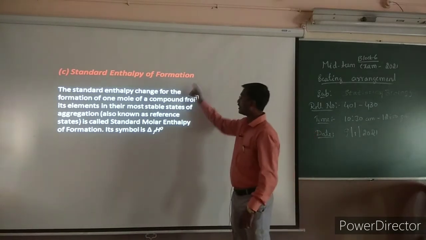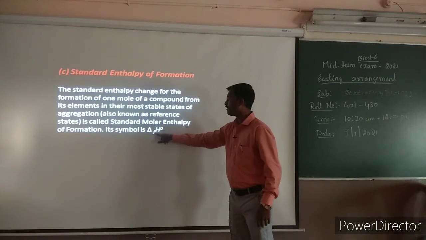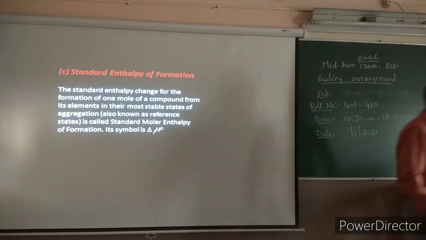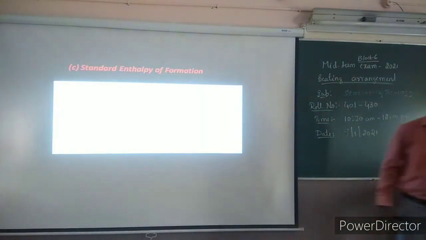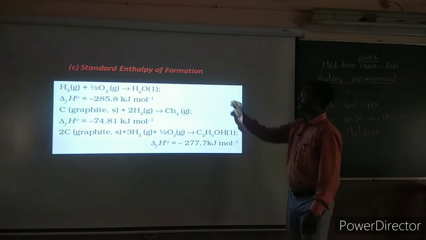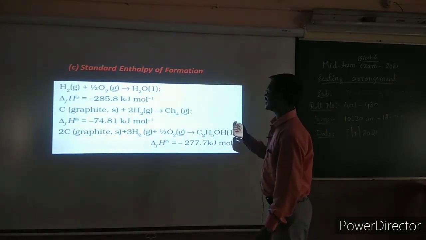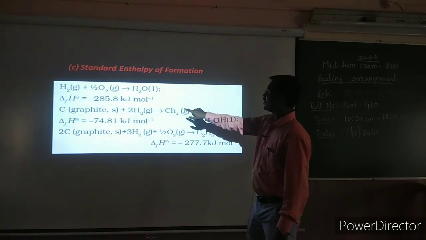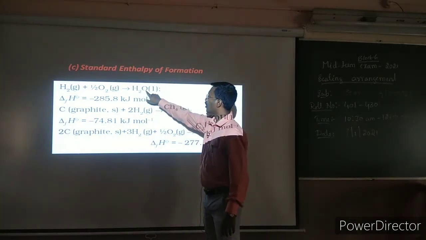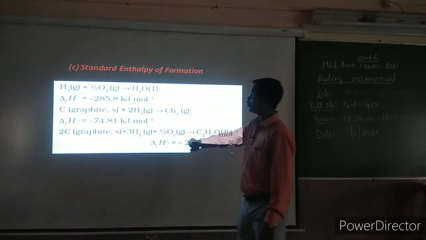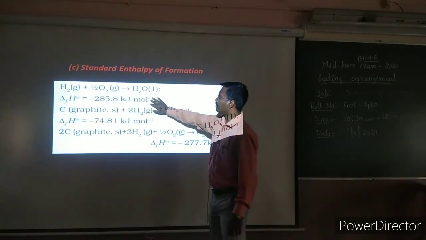So simply you have to remember delta H not F. F stands for formation, not fusion. Then the explanation with an example, so that you can know formation in detail. So look here, what is the standard enthalpy of formation of water? To form 1 mole of water, we have taken hydrogen and half of O2, so that we get minus 285.8 kilojoule per mole.